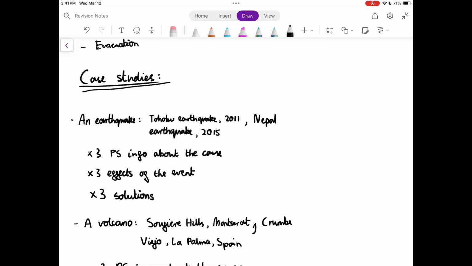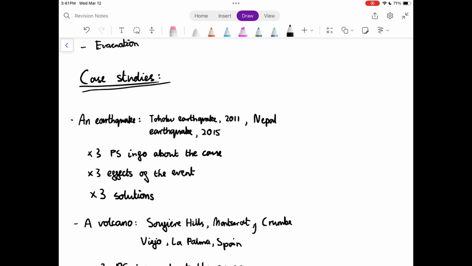So in reference to the plate boundaries we've been discussing earlier, you should be looking for place-specific information to do with that plate boundary. You could say something like, oh, maybe in the Tohoku earthquake, the oceanic plate was moving at a rate of 9 centimeters per year closer to the Eurasian plate. So that's an example of place-specific information that you could use.